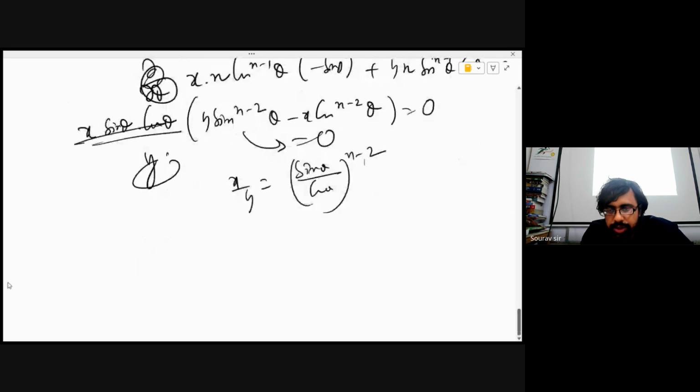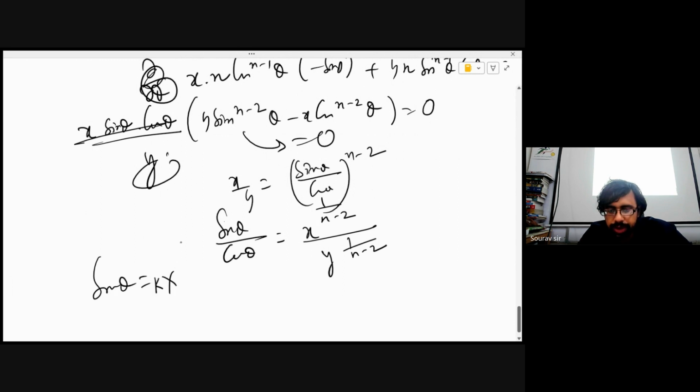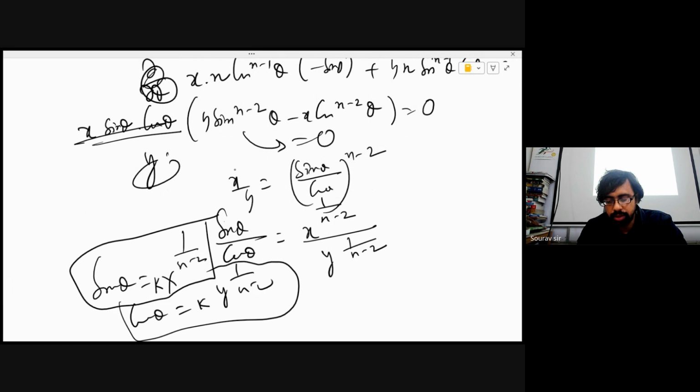So this can be interchanged into sine theta by cos theta equals x to the power 1 by n minus 2. Sorry, sine theta and cos theta is x to the power this and y to the power 1 by n minus 2. Clear? So comparison wise, x to the power this is k into, I have to take a k, we don't know how much will be common, and this is k again, y to the power 1 by n minus 2. No double derivative, only single derivative. Okay, now what will we do with this?